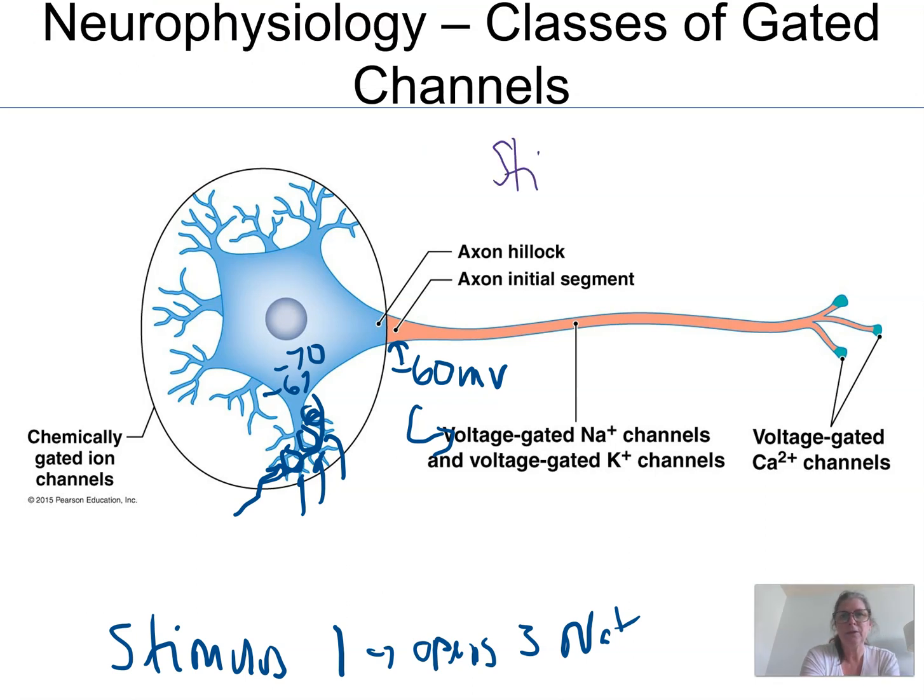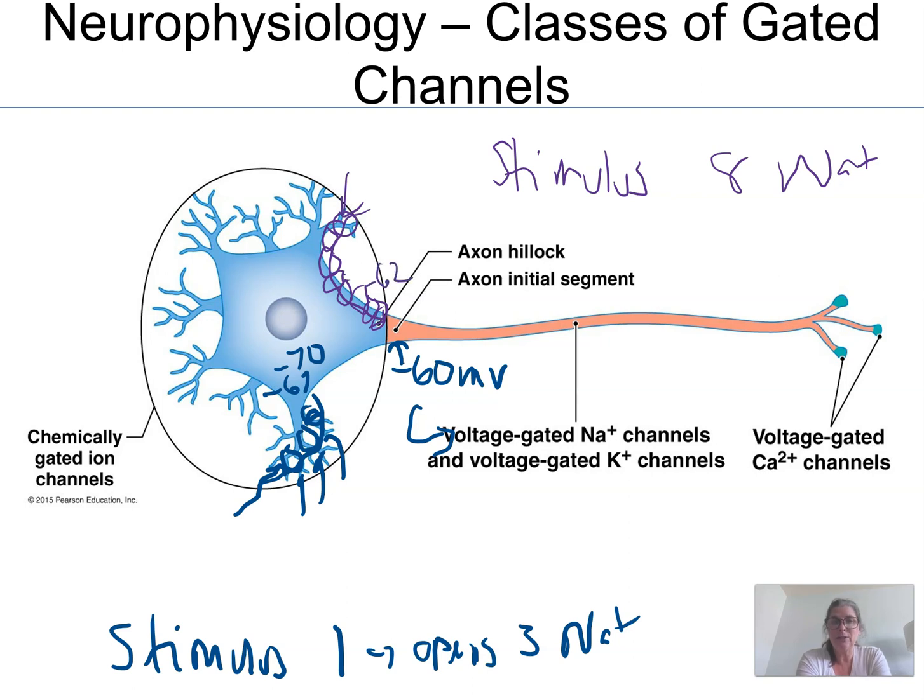So stimulus 2, let's say that stimulus is stronger and that opens 8 sodium channels. So I'll do that over here. So we open 1, 2, 3, 4, 5, 6, 7, 8. Now that goes a lot further, right? And that got me to about minus 62. I'm still not at minus 60. So do you notice that they're dependent on the stimulus strength? The stronger the stimulus, the further they travel.